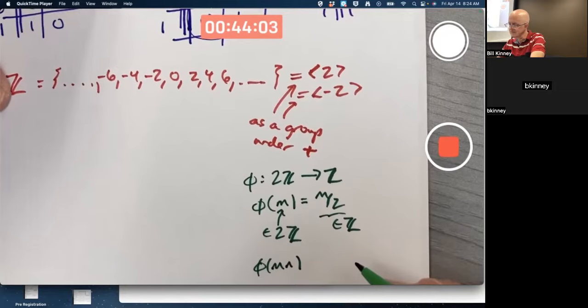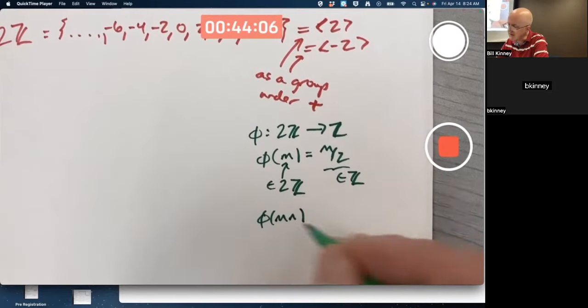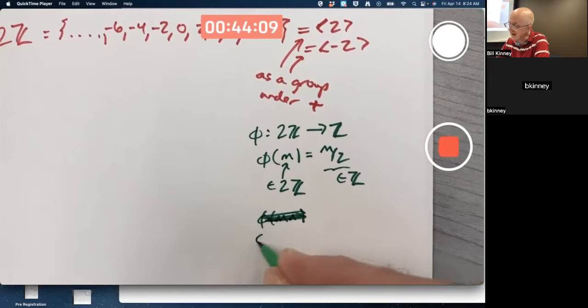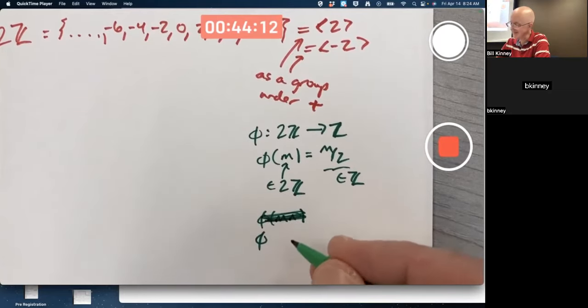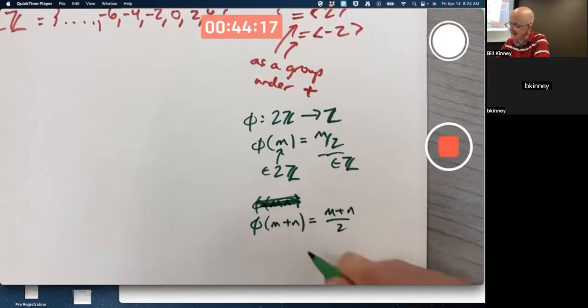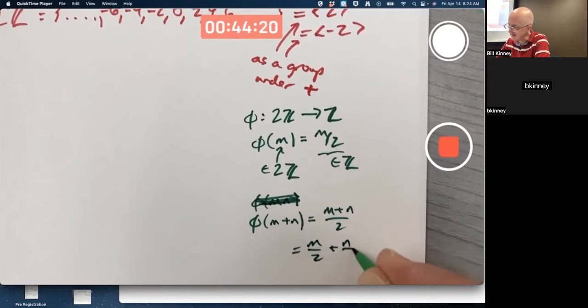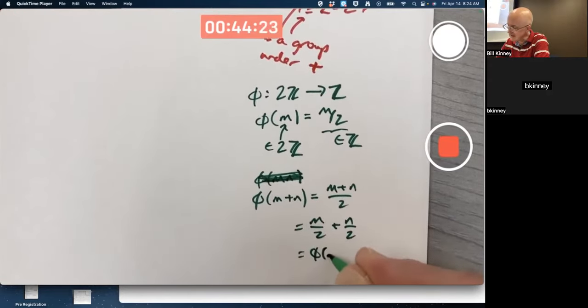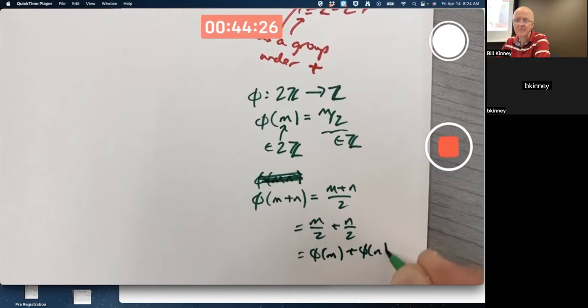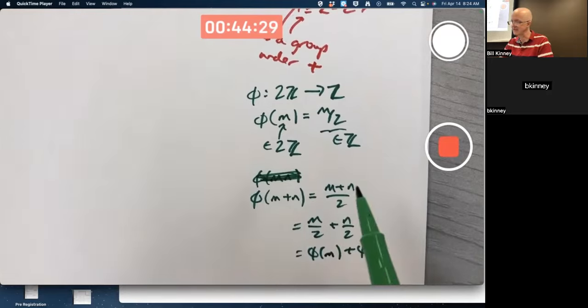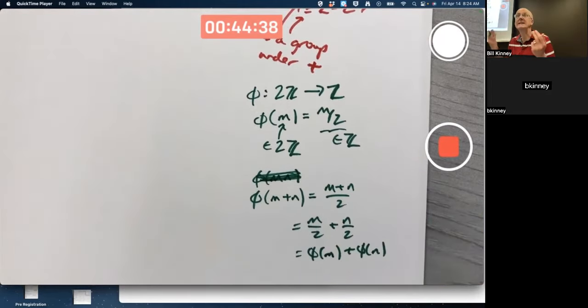Oh, I'm fooling myself there. I was like, that doesn't work. It's under addition, right? Yes, it's operation preserving. The operation's addition. And this mapping is 1-to-1 and onto. It's an isomorphism. 2Z is isomorphic to Z. 3Z is isomorphic to Z. 4Z is isomorphic to Z. 5Z's. There's infinitely many proper subgroups of Z that are isomorphic to itself.